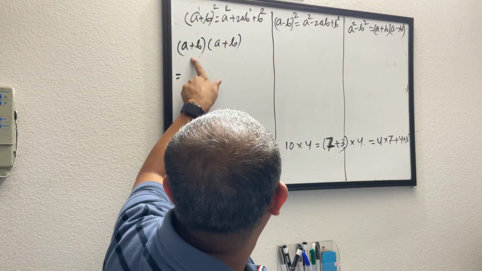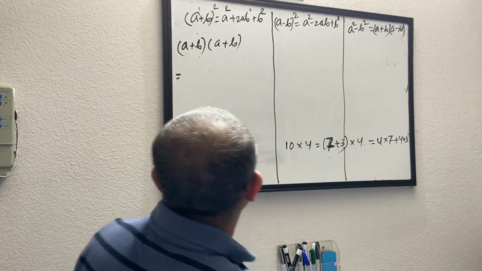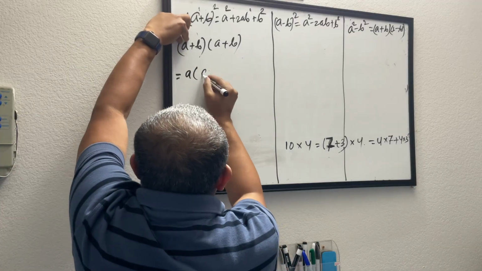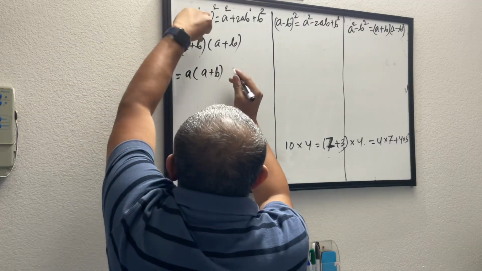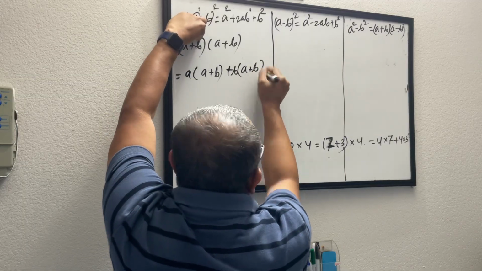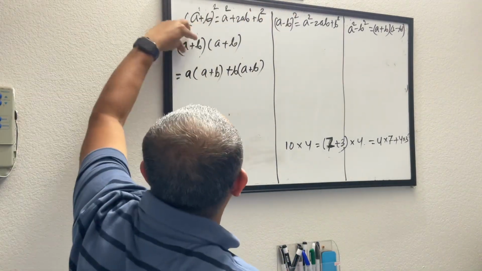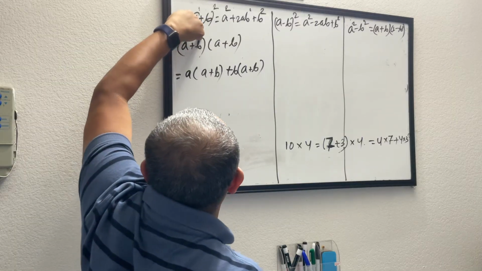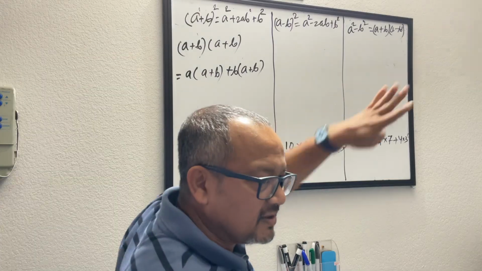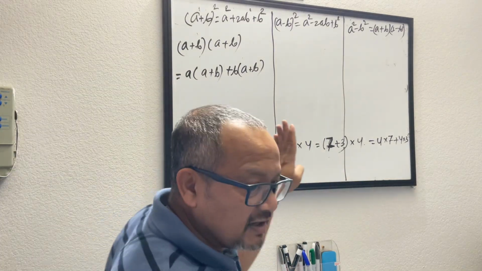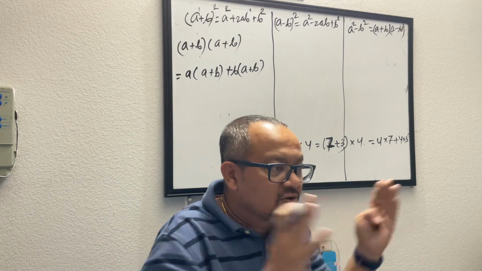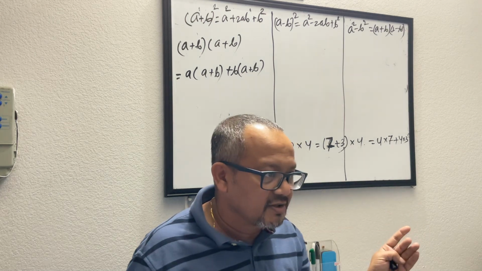Same way here, if I have a plus b times a plus b, if I treat this as one thing, I have to multiply a with this whole thing, and then plus b with the whole thing. And you can choose which one you want to fix. If you want to fix this one, you'll say a times this and b times this. Any which way is okay. This is what is called the distributive property, meaning when you have two brackets, you have to break open the bracket. This is how you distribute.